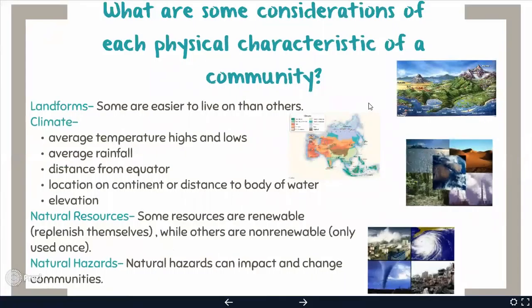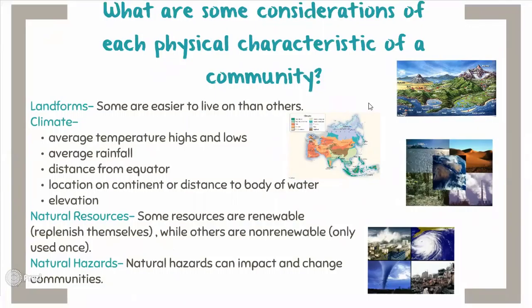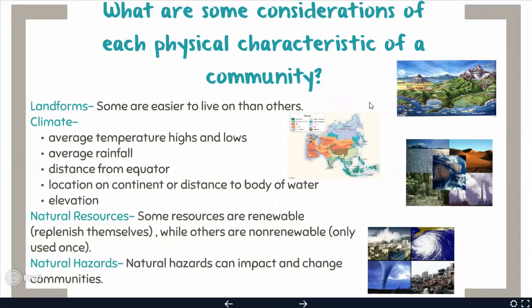What are some considerations of each physical characteristic of a community? So landforms, some are easier to live on than others. So you have to think about how people who live in the mountains would differ from people that live on grasslands. Climate, you think about the average temperature highs and lows, the average rainfall, the distance from the equator, and location on continent or distance to body of water. And you also have to think about the elevation.